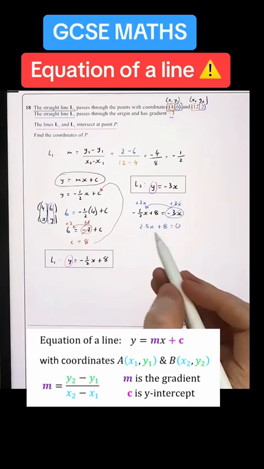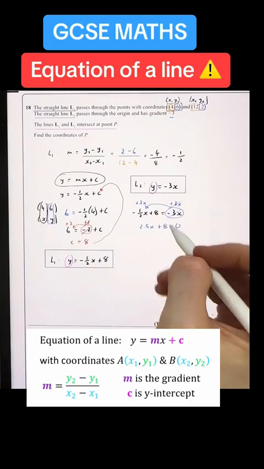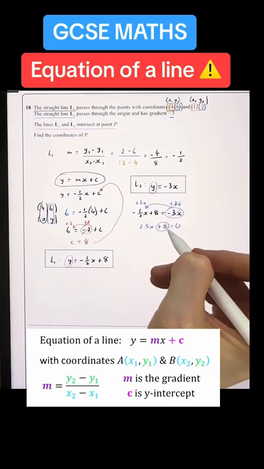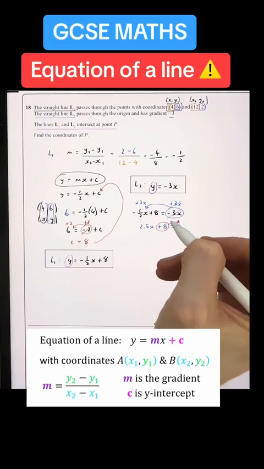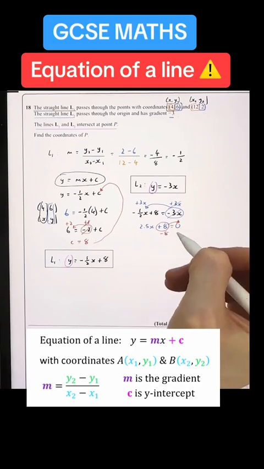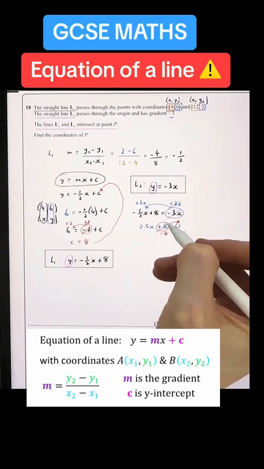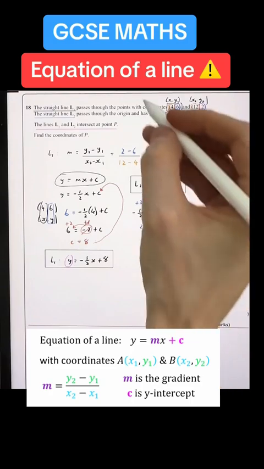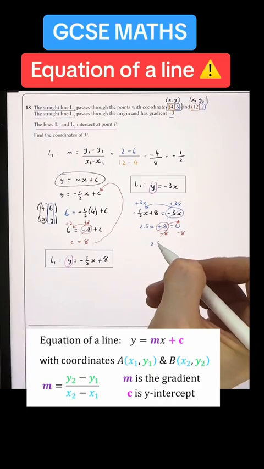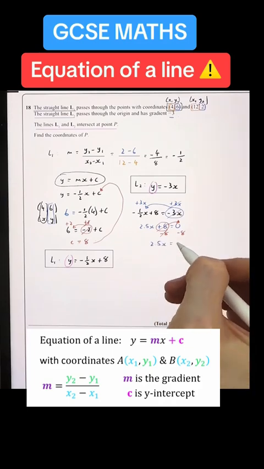Now I've got x on the left-hand side and my numbers on the right-hand side. So I'm going with the positive 8 across to the right. If it goes across an equal sign, it changes sign, so the opposite of add 8 is subtract 8 from both sides. On the left-hand side, positive 8 subtract 8 will cancel, leaving us with 2.5x. And on the right-hand side, 0 take away 8 will give us negative 8.